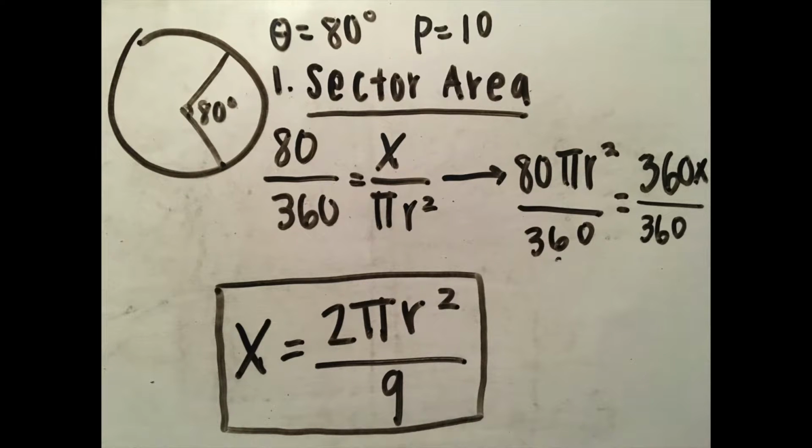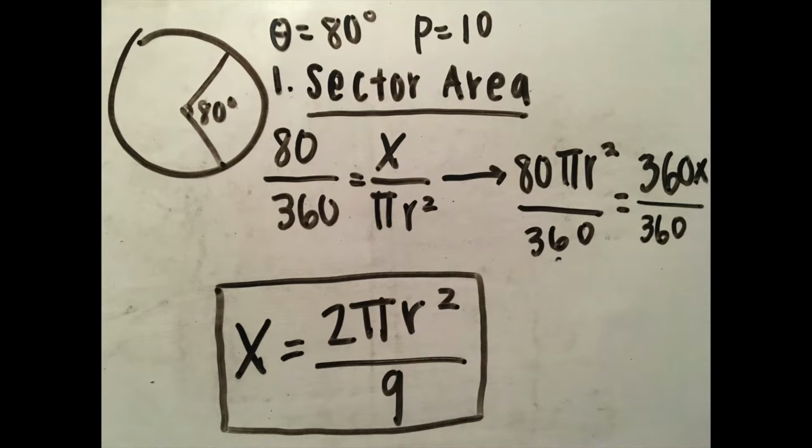The first thing that I was solving for was the sector area. In order to solve for that, I had to set up a proportion, which was 80 over 360 is equal to x over pi r squared. The reason that it's over pi r squared is because that is how you find the area of a circle. This is the right proportion to use because I'm comparing a part to a whole. I'm comparing the part of 80 degrees to the whole of 360 degrees, and setting that equal to the sector area, which is part of the whole entire area, over the whole entire area.